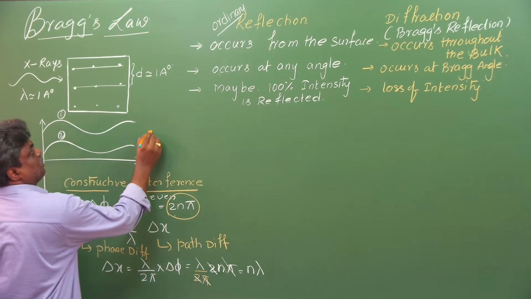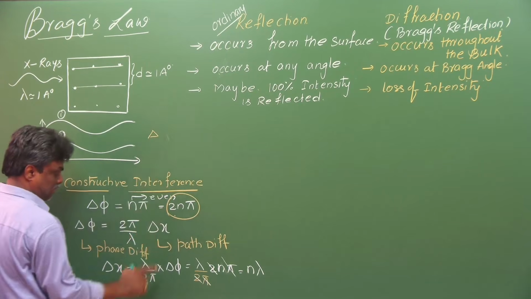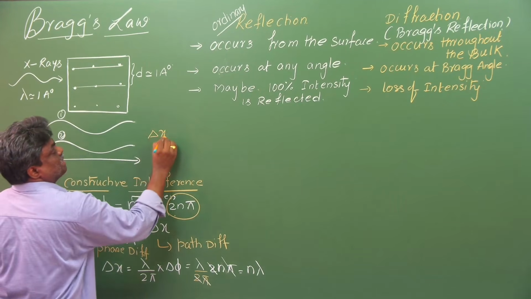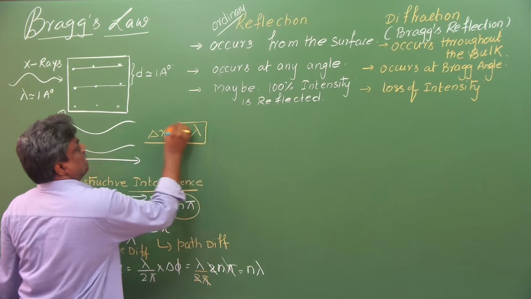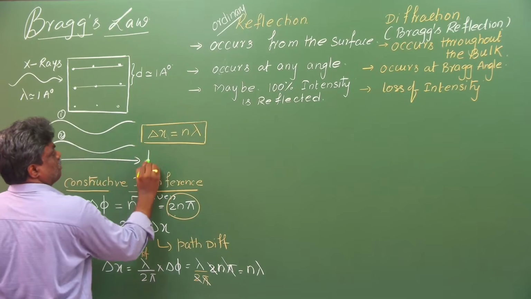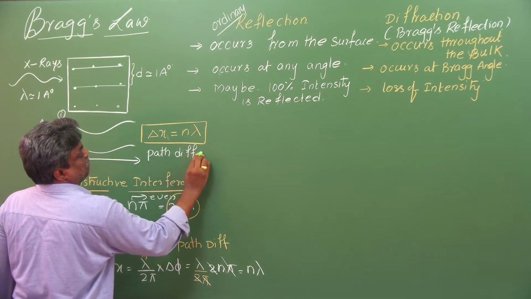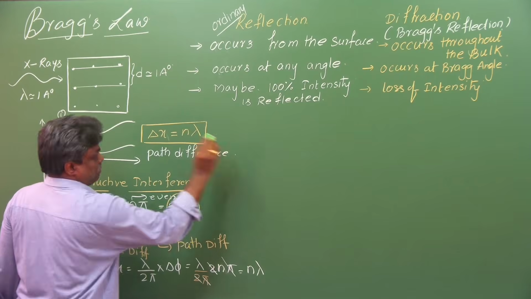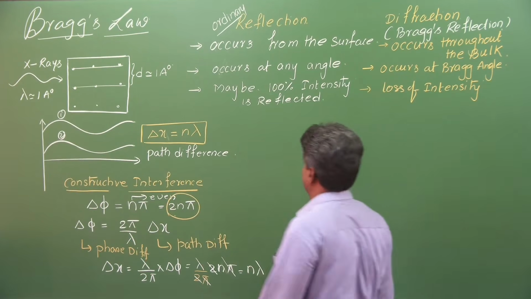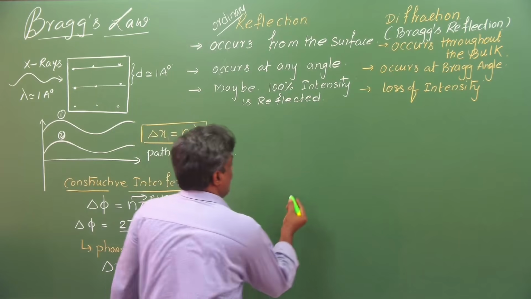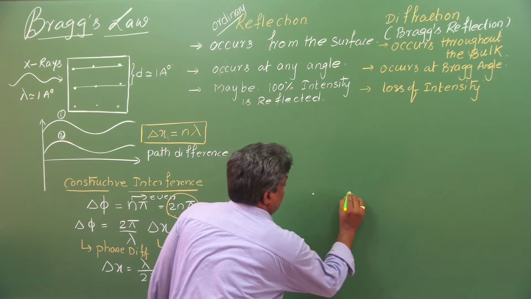And finally we got the condition for constructive interference: the path difference delta x equal to n lambda. This is the path difference. Is it okay? This is from intermediate only, not a new one. Okay, now I am taking X-ray diffraction.